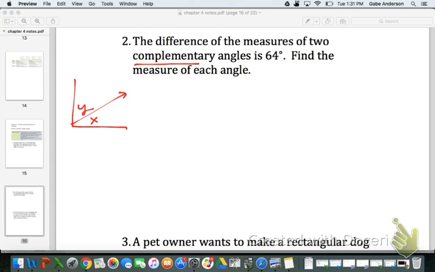So based on the fact that these angles are complementary, we can actually write an equation right now. X plus Y equals 90. Very good. X plus Y equals 90. The reason we can say that is we know that since they're complementary angles, they have to add up to be 90 degrees. And so looking at our picture, I think we can say that for sure.